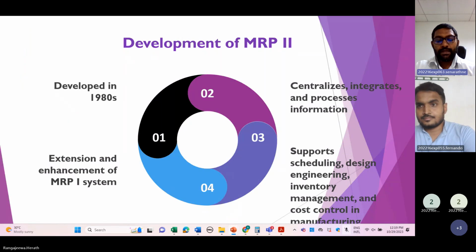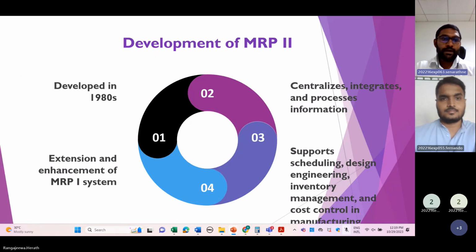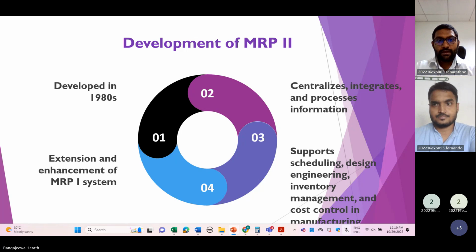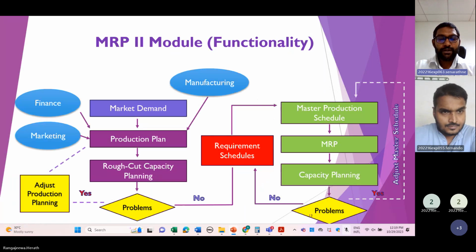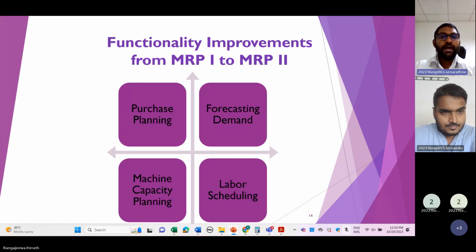Yeah, these are the developments of MRP2 compared to MRP1. Sorry, this is not the slide. Can you go forward 2 slides? Yeah, this is the one.